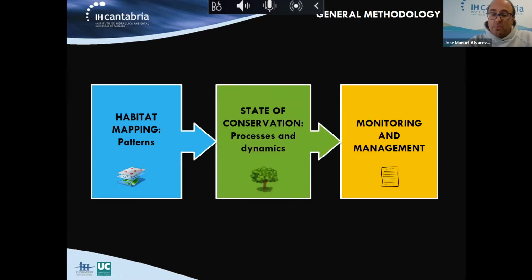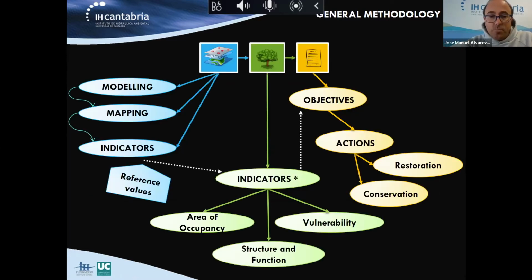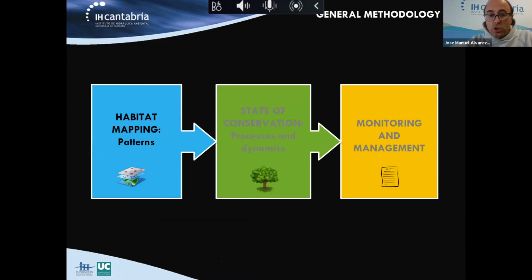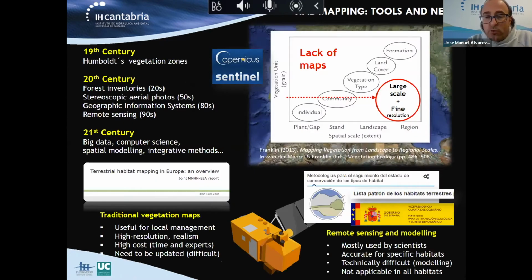These 3 main steps can be disentangled in more short steps that we can go much deeper and deeper. But basically, all of them imply creating models. From the models, we get maps. With the maps and ancillary information, we create indicators for the patterns. With those indicators, we can understand if the habitat types, if the territory is well preserved or not, and finally apply conservation or restoration actions. So let's focus on the habitat mapping. This is not new, of course. We have been, since the last century, applying a monitoring of vegetation.